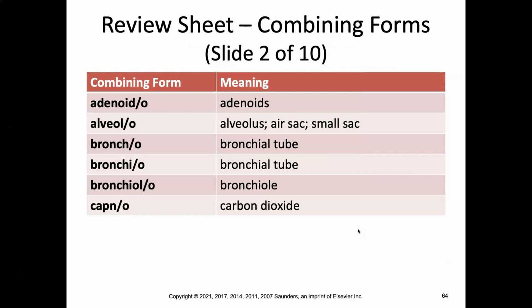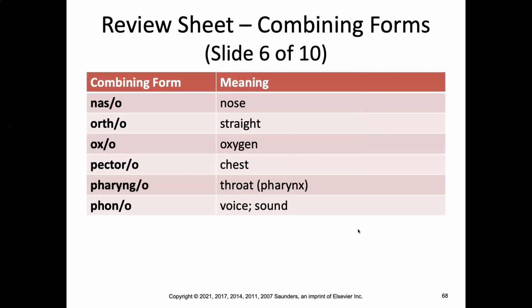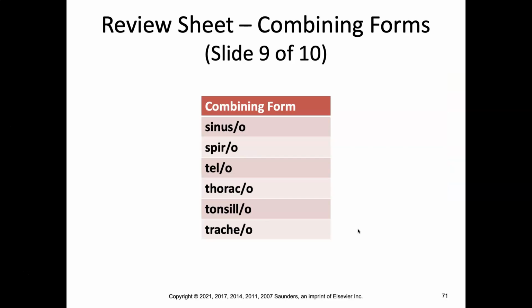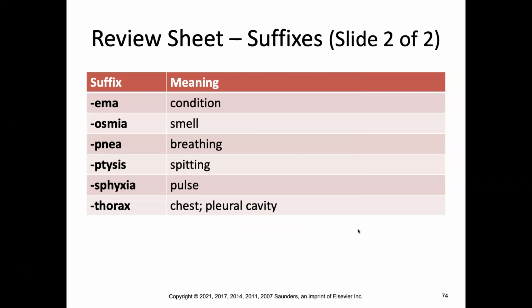It's a combining root plus a combining vowel equals our combining form. Notice that there's 2 for bronchial tube. Most of these you've already had. Notice that there's 2 for lung air gas. And notice there's 3 for lung right there. Some suffixes for you.